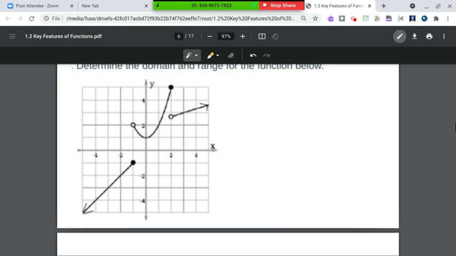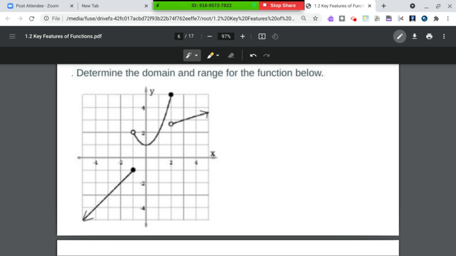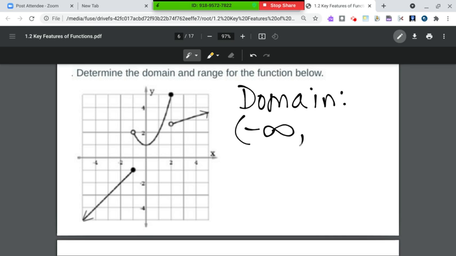Okay, determine the domain and range. All right, I'm going to let you take the lead. Now, this is a little bit of a tricky, choppier one, but I think you can get it. Okay, so we want to look left to right here first for the domain. So what do you notice your graph is doing on the left-hand side? Is it going to -infinity? Yes. Okay, so you're starting from -infinity.